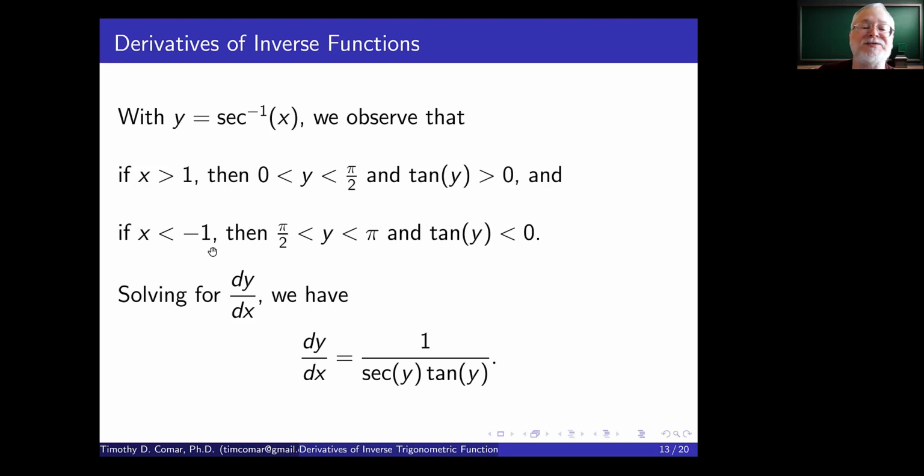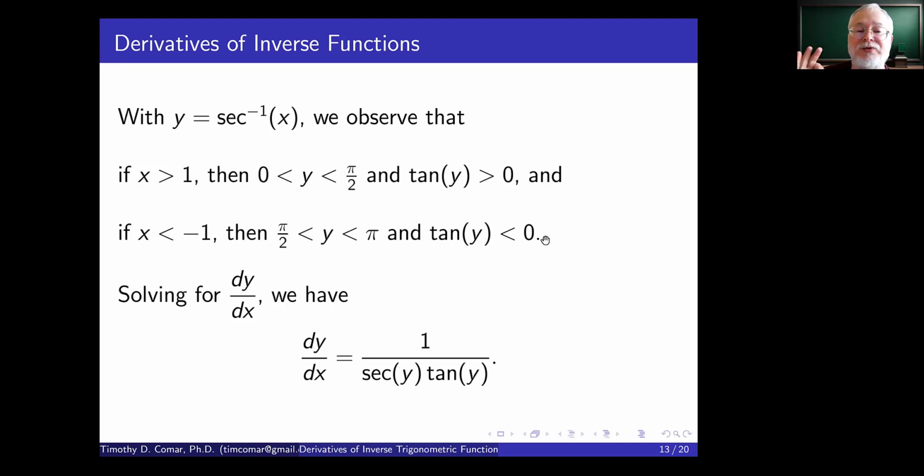Similarly, if x's are less than -1, that's going to tell us that our y values are going to be between pi over 2 and pi. And in that case, our tangents of those y's are going to be negative. So we're going to keep that in mind, and we're going to be using that as we move on.